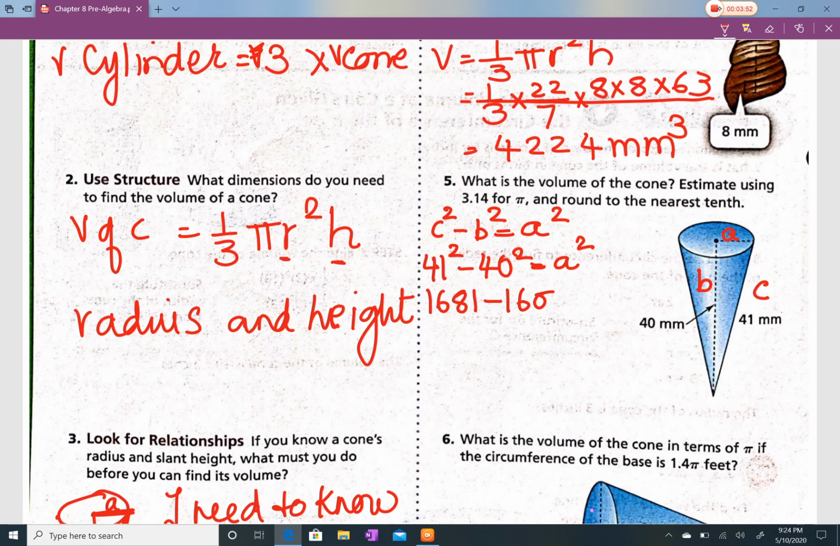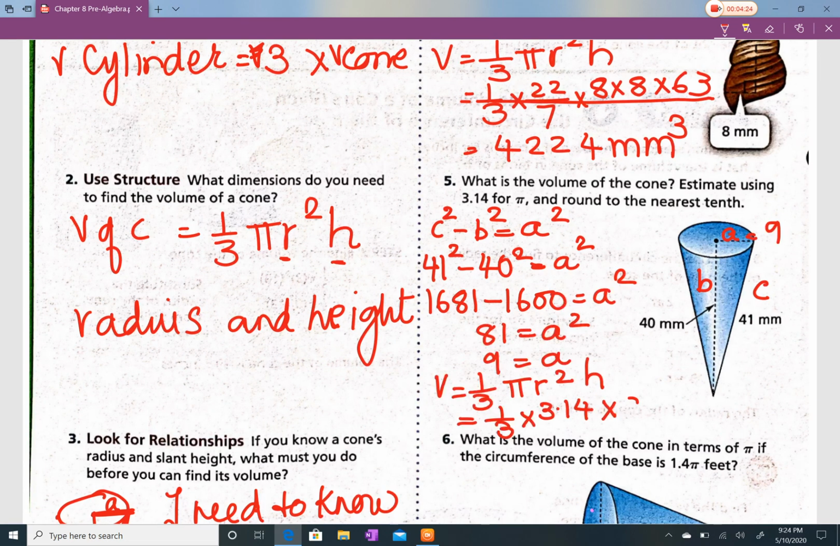Now I know that the radius is 9. I have to find the volume, and the pi is 3.14. 1 by 3 pi r square h. So I will do 1 by 3 times 3.14 times r square means 9 times 9, and h is 40. So if you multiply 3.14 times 9 times 9 times 40 divided by 3, you should get something around 3391.40. The units are millimeters, so millimeters cubic is your answer.